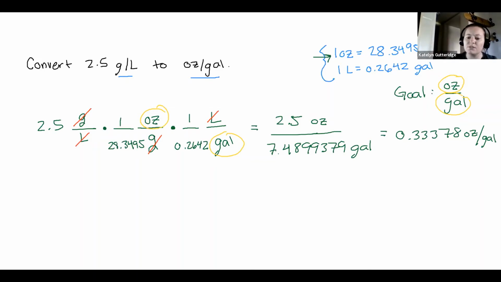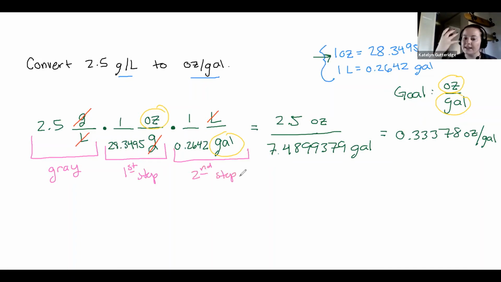When you go to do this in Excel, you are going to start with that 2.5 grams per liter. So this is your starting point. This is what's given to you in the problem. This will be in those gray cells. What you need to do is input this 1 over 28.3495 ounces per gram. This is one step, so I'm going to call this the first step. And then the 1 over 0.2642 liters per gallon, this would be your second step.